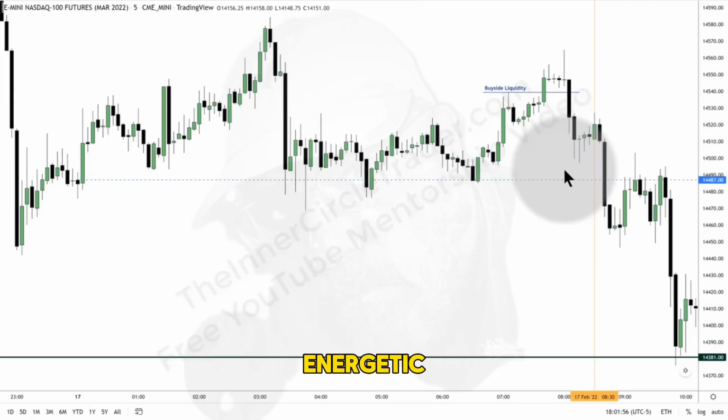It was energetic. You can't miss those down close candles right there. That's obvious. They stand out, right? So that's how you know you have a shift in market structure. In this area here, it doesn't have a fair value gap. That's okay. This is only a 5-minute chart.